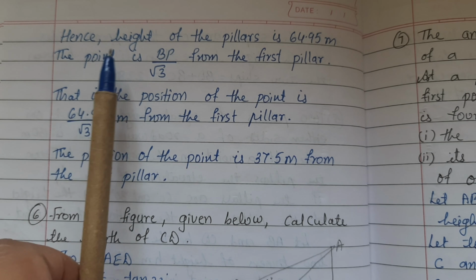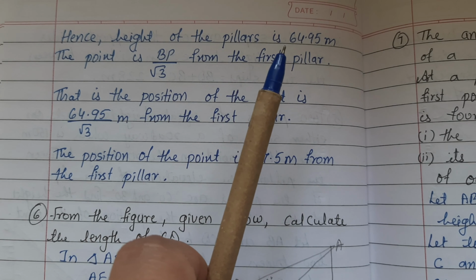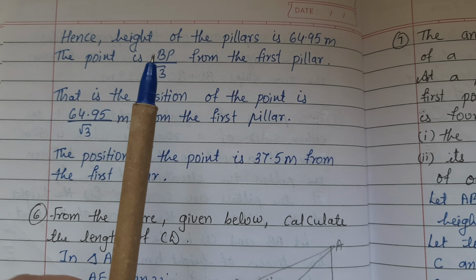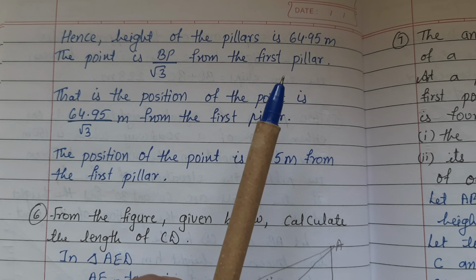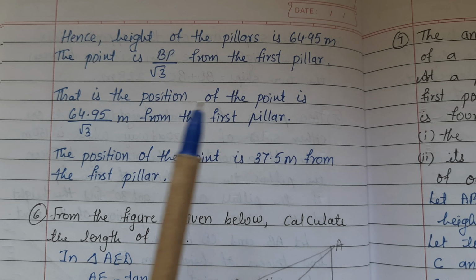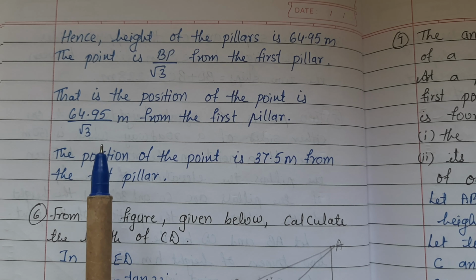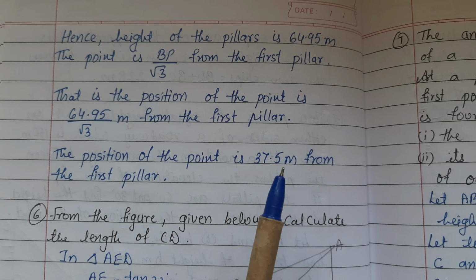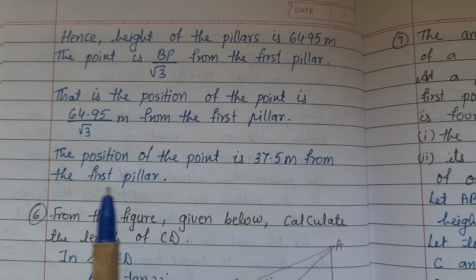Hence, height of the pillar is 64.95 meters and the point is BP, that is h upon root 3, from the first pillar. That is, the position of the point is 64.95 upon root 3 from the first pillar. The position of the point is 37.5 meter from the first pillar.